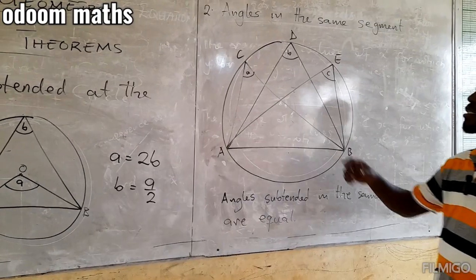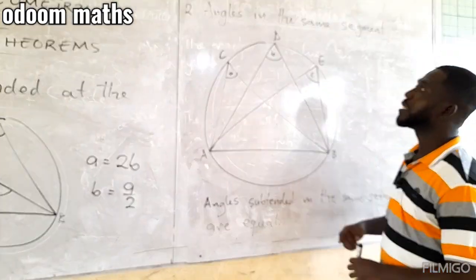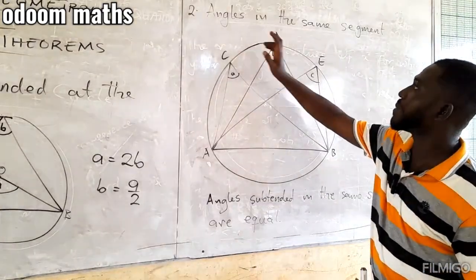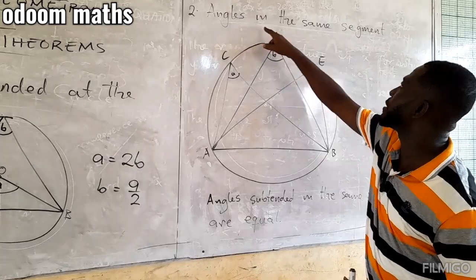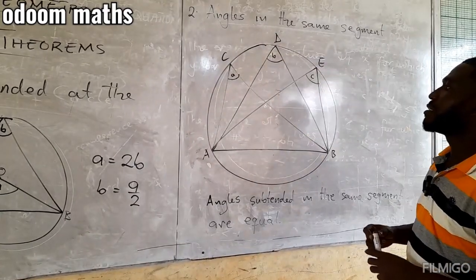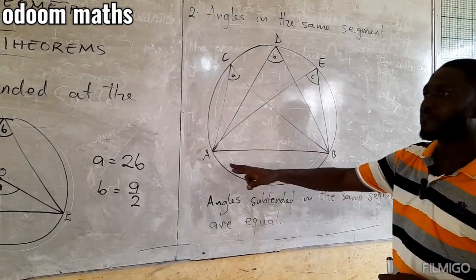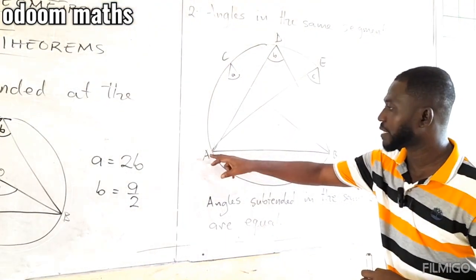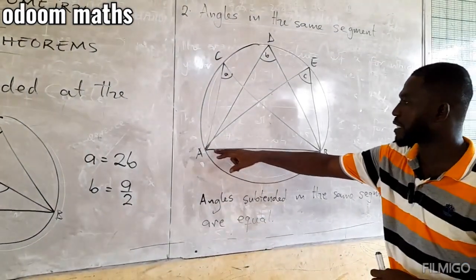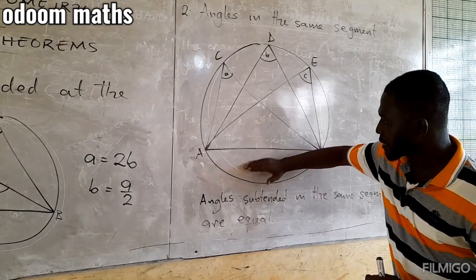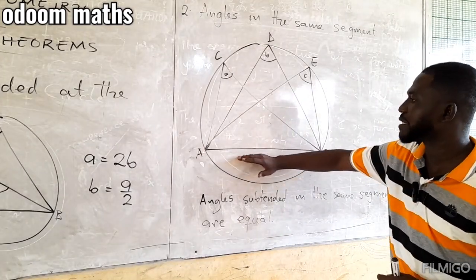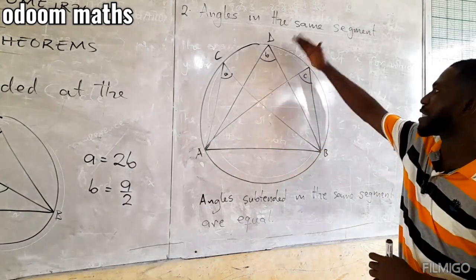Now let's look at theorem number 2. It is headed by angles in the same segment. That is the heading. What we are saying is that from this point A to B, this line is the chord. This area is called a segment. So this is a minor segment and this is a major segment.